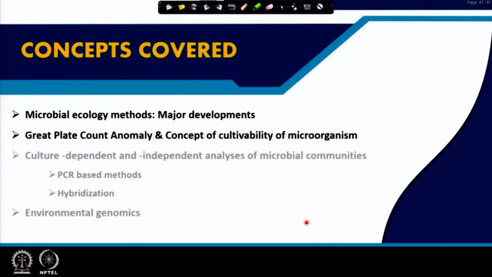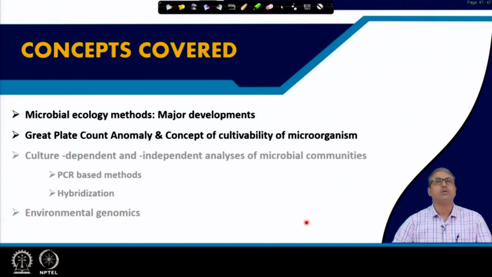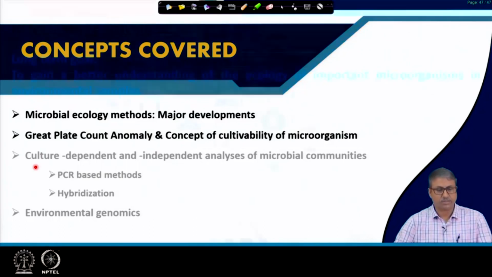In this particular lecture, we will be discussing the microbial ecology related methods and the major developments that occurred in the past 50 years or so. We will discuss in detail the uncultivability of organisms, and we will begin with the great plate count anomaly. Different categories of uncultivable or cultivable organisms which are present in any environment will be discussed.